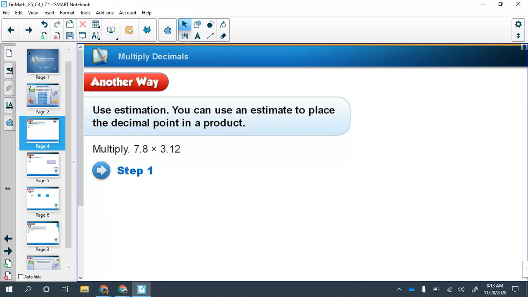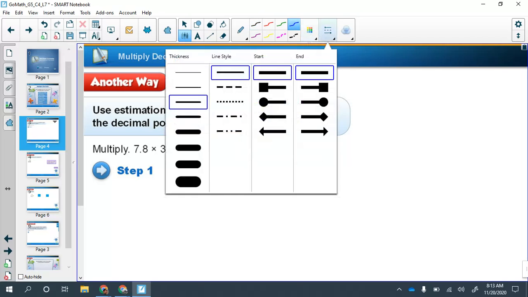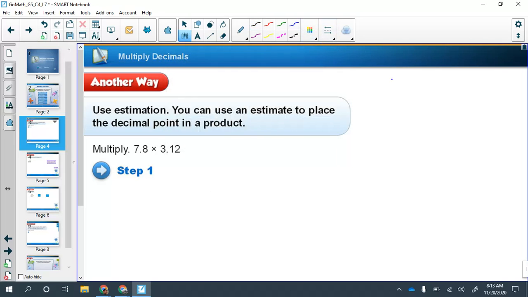So what we're going to do is start off by setting up our multiplication problem. 3 and 12/100 times 7 and 8/10. Now, when we multiply decimals, we don't have to worry about lining up the decimal because really we're just going to ignore these decimals for the time being. So let's start off by ignoring this decimal.